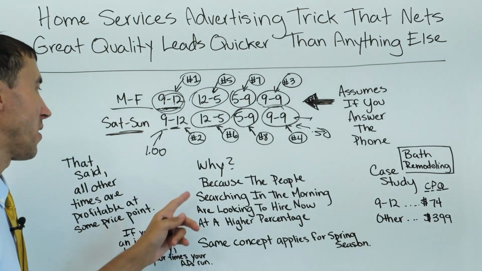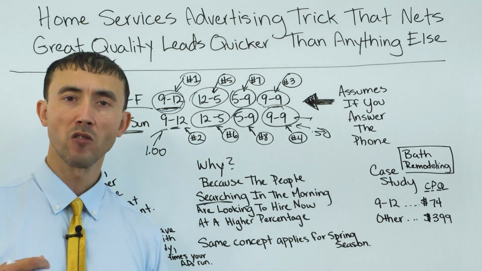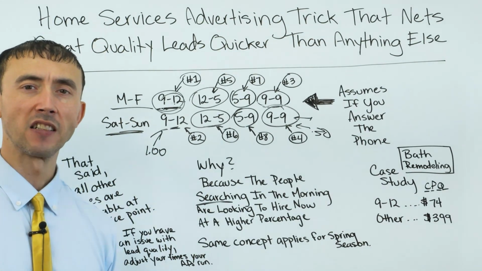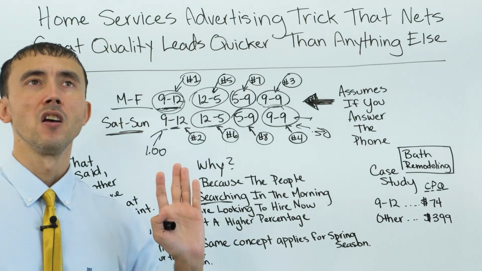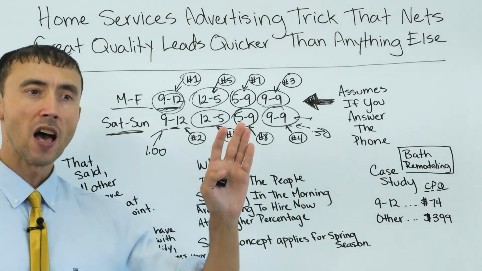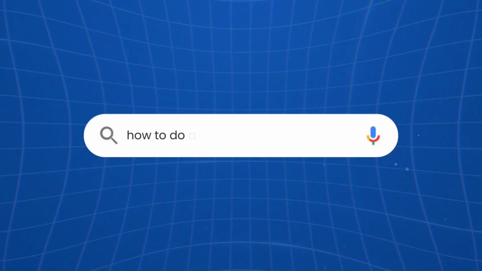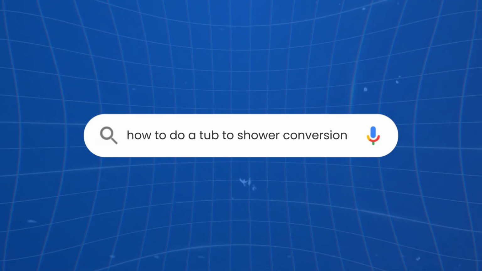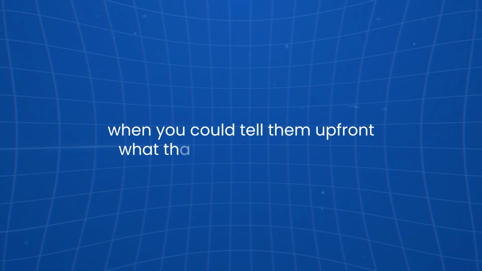The reason, again, why the morning works so well is because people are searching in the morning. They've been waiting overnight to finally buy, and therefore they're mentally locked into it. On top of that, by the way, there are a lot of markets like tub to shower renovations, where you're ripping out bathtubs and putting showers in. A lot of people are searching for how much a tub to shower conversion costs, and how to do a tub to shower conversion. That traffic is very profitable to go after, particularly when you can tell them up front what the price is going to be.